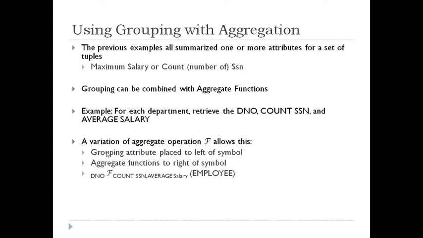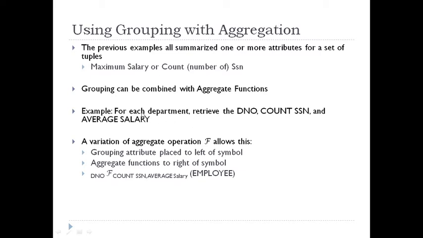So first we group the tuples based on the grouping attribute, and then apply the aggregate function. Here, on the left hand side you have to specify the grouping attribute. So I want to see for each department, right? When you have a query like this, you need to find out something for each department.